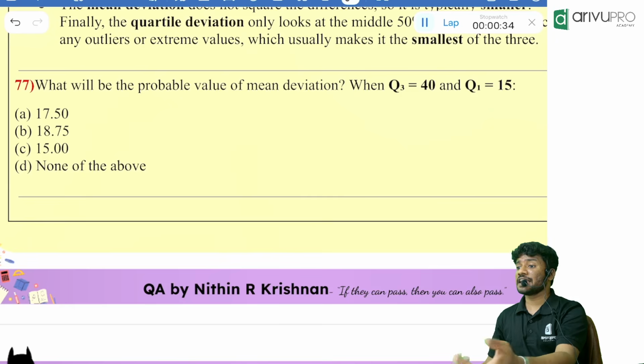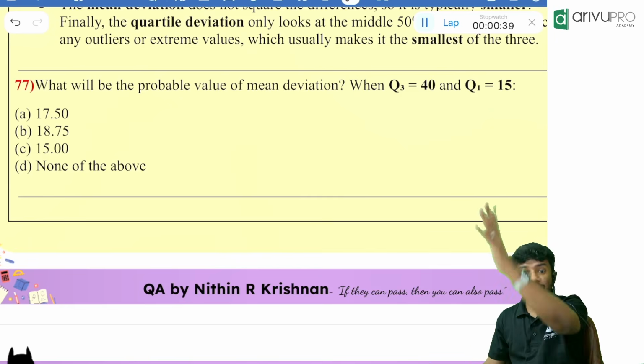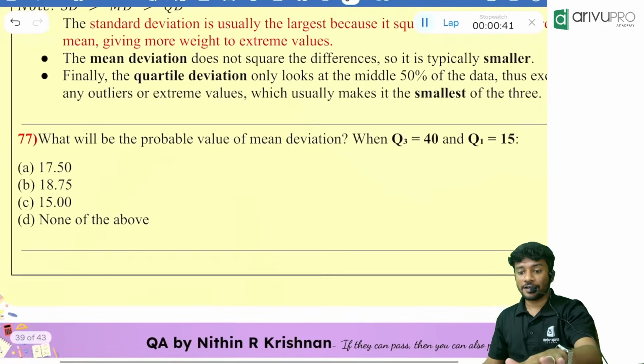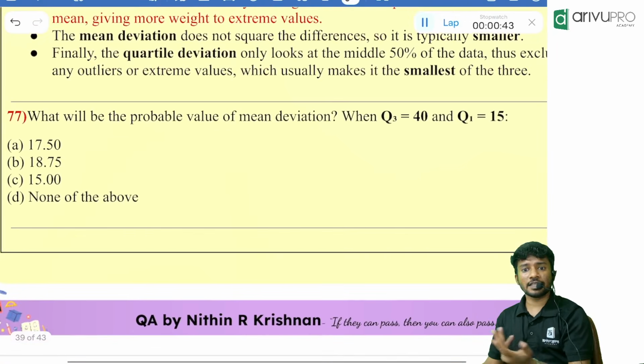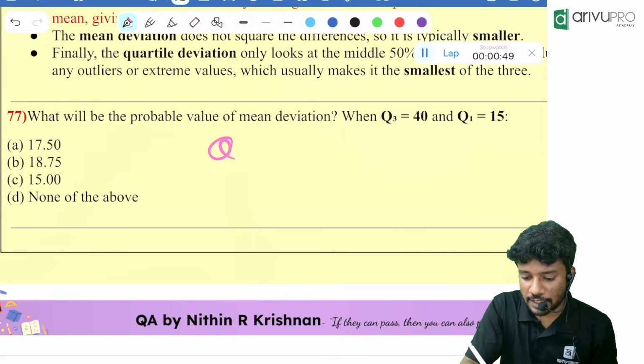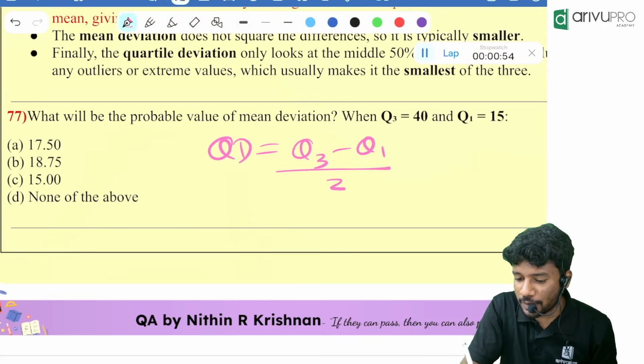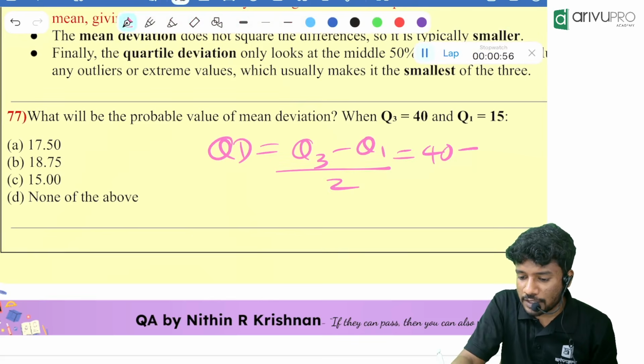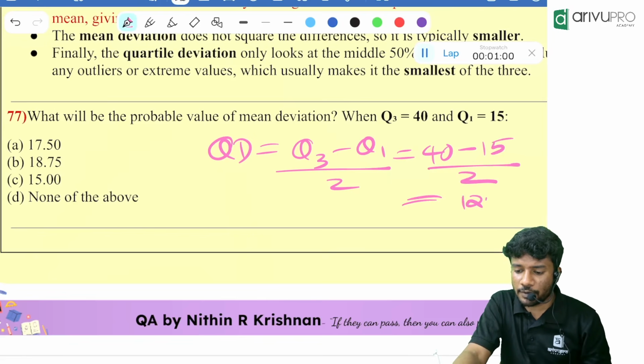Now people, they are asking us to find mean deviation. But what have they given over here? They have given Q3 and Q1. People, that time itself it's gone. If you don't know this formula, you will be like, sir, they gave quartile and they asked for mean deviation. What to do? You will find quartile deviation first. Quartile deviation is Q3 minus Q1 divided by 2, which is equal to 40 minus 15 divided by 2, which is equal to 12.5.